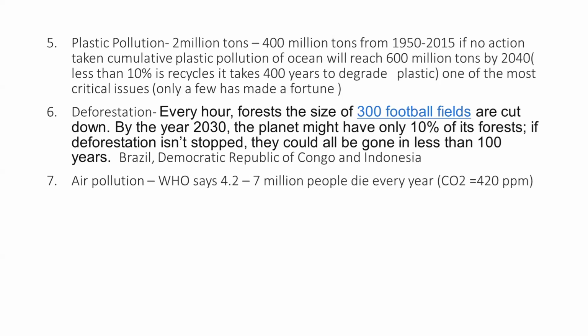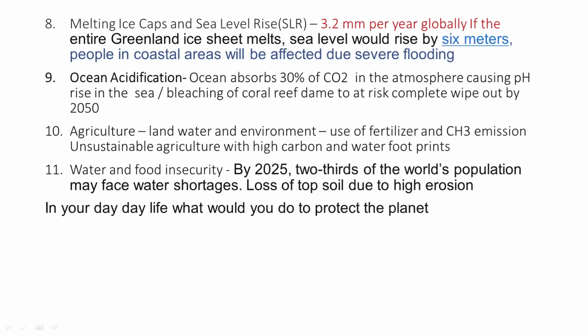Next is air pollution. WHO says 4.2 to 7 million people die every year because of air pollution. Then melting ice caps and sea level rise. As I mentioned before, 3.2 millimeters per year globally. If the entire Greenland ice sheet melts, sea level would rise by 6 meters. So people in coastal areas will be affected due to severe flooding. Maldives will be gone.